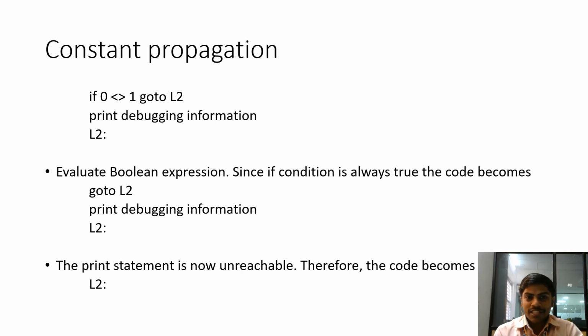Finding out the value of 0 not equal to 1 is the actual constant propagation, which will avoid unnecessary intermediate code and unnecessary target code generation. It will avoid time and space requirements also.